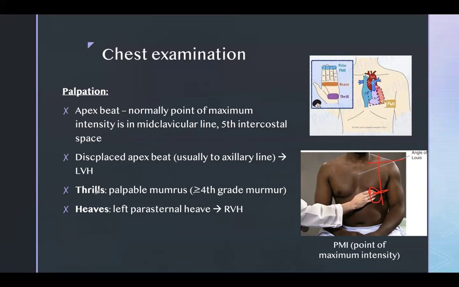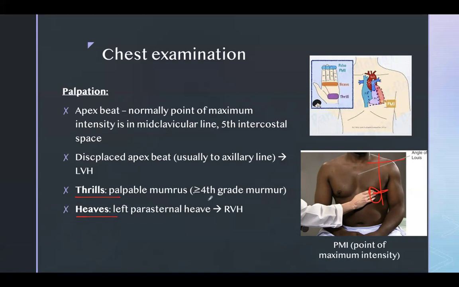Then we would look for thrills and heaves. What are thrills and what are heaves? The thrills are palpable murmurs. So any murmur that is more than 4 in the grading system of the murmurs, any murmur that is more than fourth grade, is gonna give you a thrill on examination. What's a thrill? The thrill would be felt by the base of your palm. So when you place your hand, try to look for it in the base of your palm.